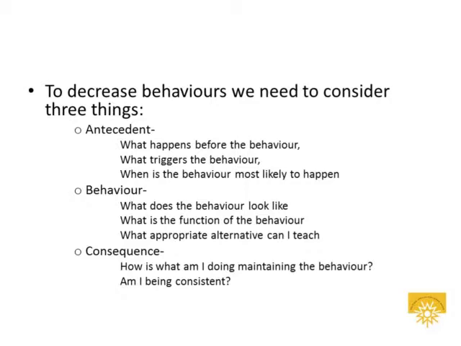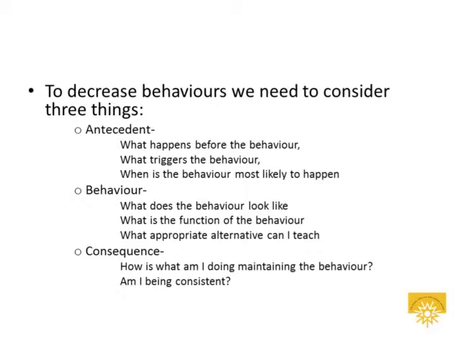You also want to think about the behaviour. What does the behaviour look like? How do you define the behaviour? How do you know it's happening? How do you know it's occurring? What is the function of behaviour? Why is it happening? Why is the child doing this? And what appropriate alternatives can you teach? Once you know why the child is doing it, how can the child meet that same need in a more appropriate way? And then you want to think about the consequence.